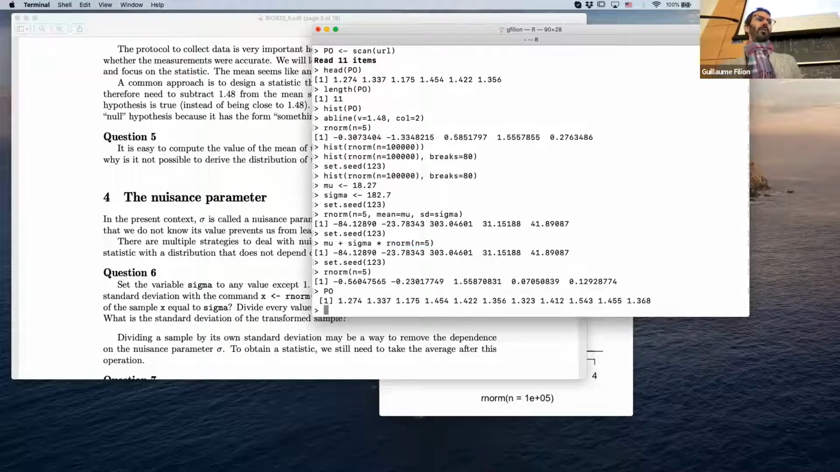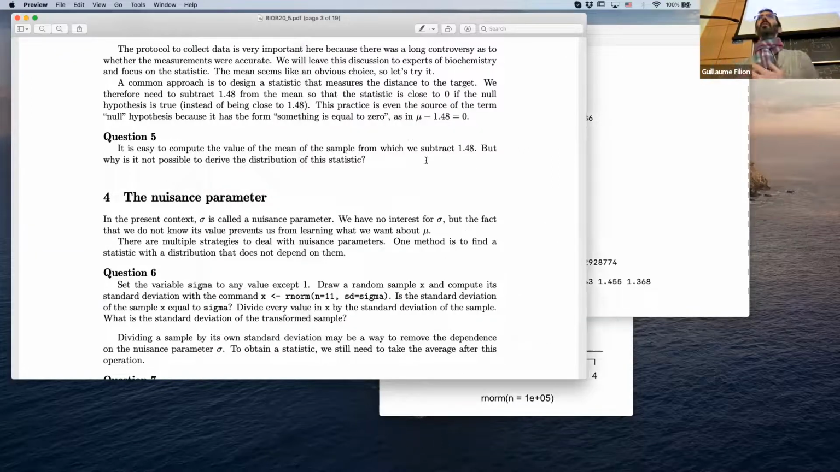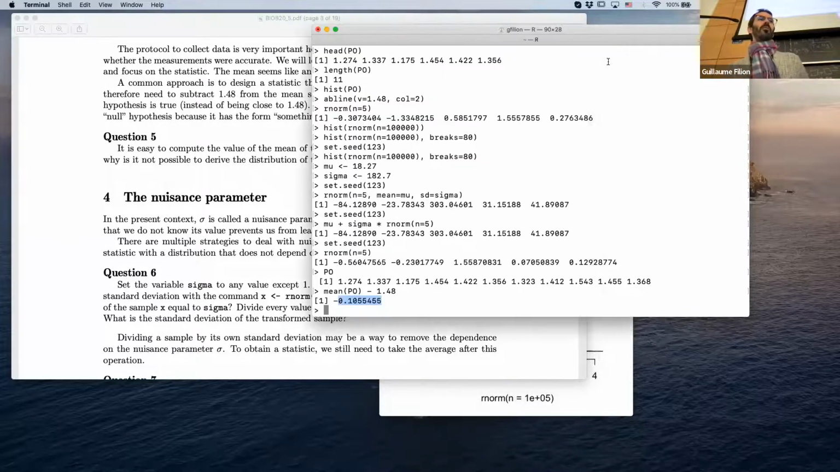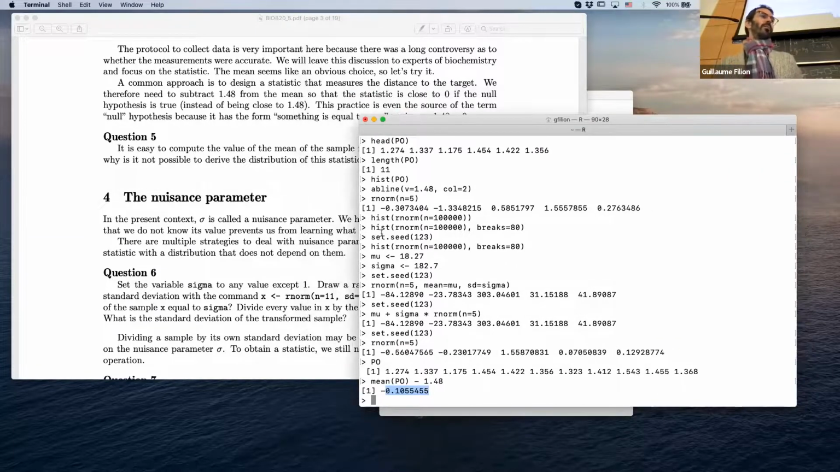So we have PO here. What about I do mean PO minus 1.48? Yeah, that's okay. I can compute it. There's no problem at all. Like it's an easy operation for R. So that really is a statistic. I remind you that something is a statistic if you can compute it. So we can compute it, that's a statistic.